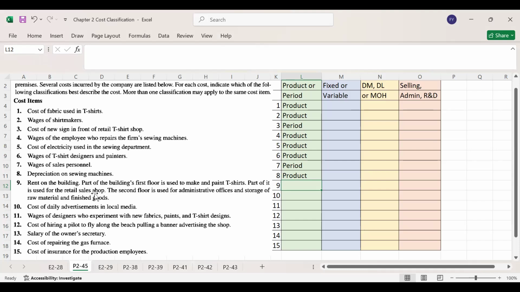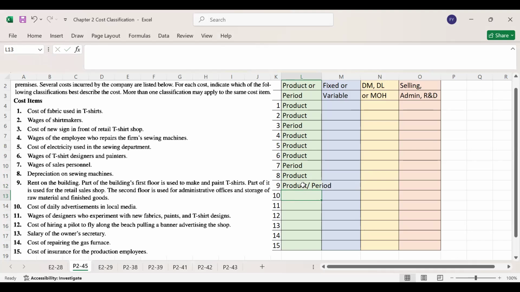So you can say partially the building is used for manufacturing the main product, and partially the building is used for selling the main product. Second floor is used for admin expenses and storage of raw material. So rent on the building is a product as well as a period cost. Why is it simultaneously product and period cost?